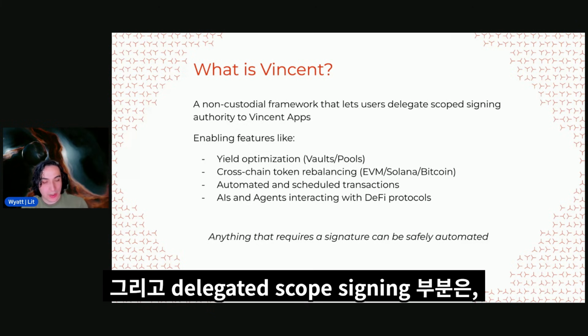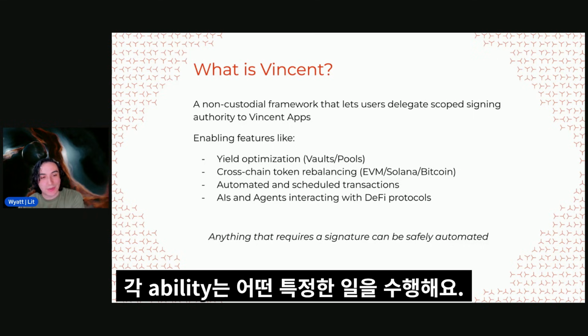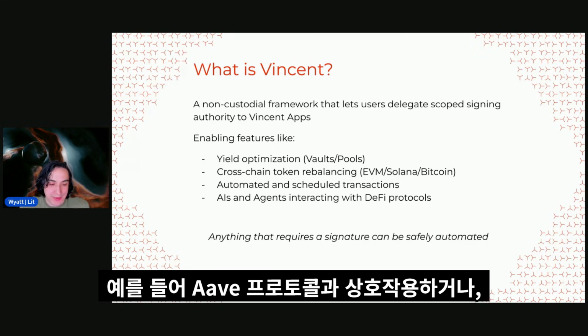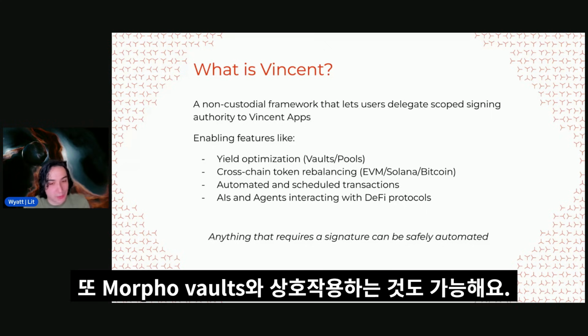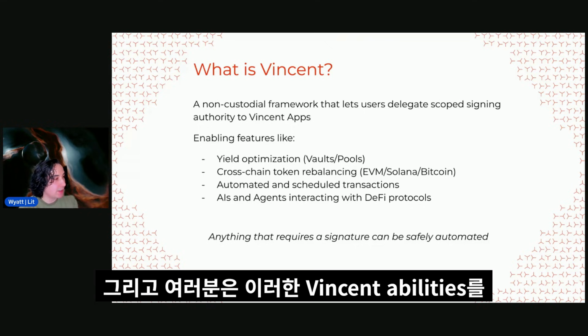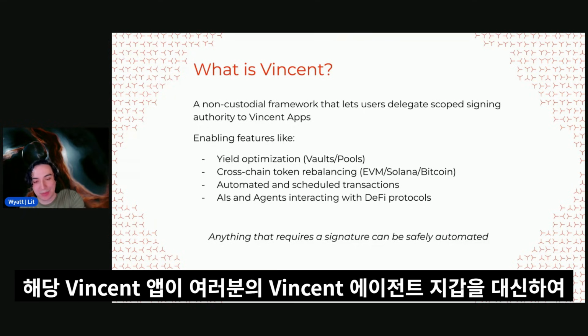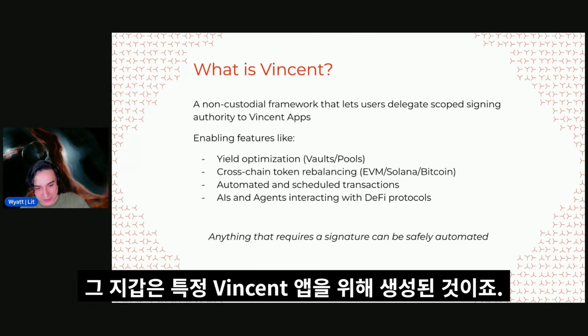The delegated scope signing part of these Vincent apps is basically you create a Vincent app, and these Vincent apps have Vincent abilities. Each one of these abilities is going to do something specific. So this is like interacting with the Aave protocol, making Uniswap swaps, interacting with Morpho vaults. Really, these abilities are just Lit Actions, so they can do basically anything that you can write in JavaScript. And you grant these Vincent apps the ability to execute these Vincent abilities on behalf of your Vincent agent wallet that's generated for you for that specific Vincent app.